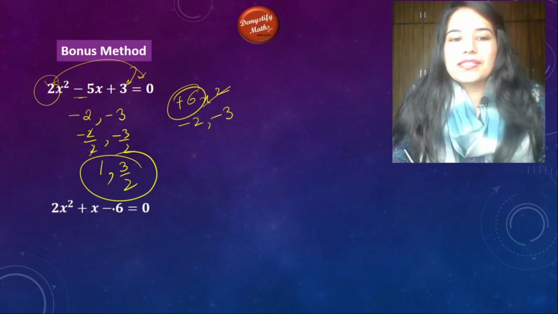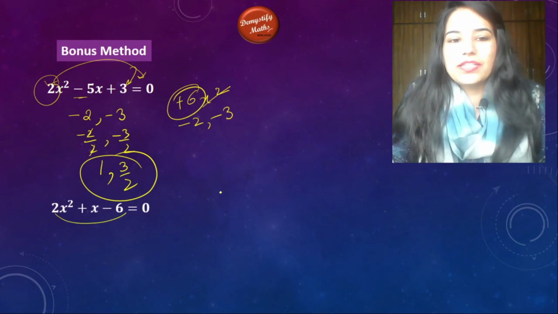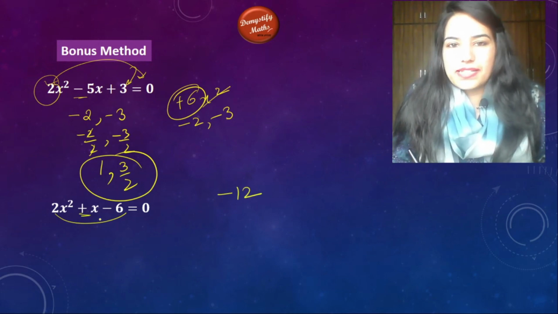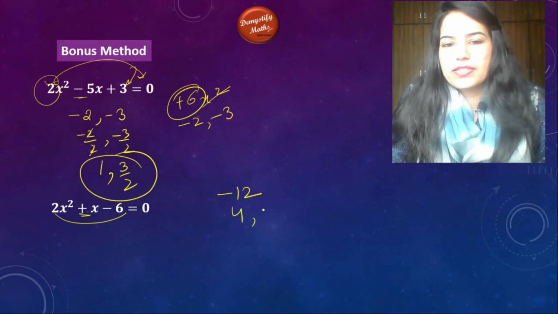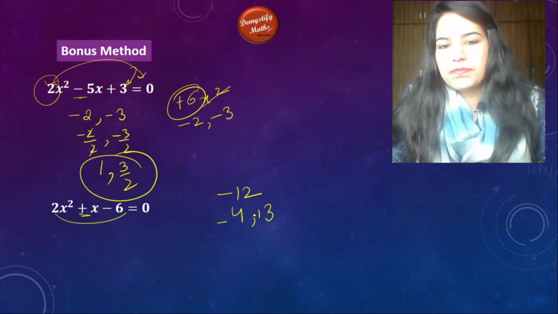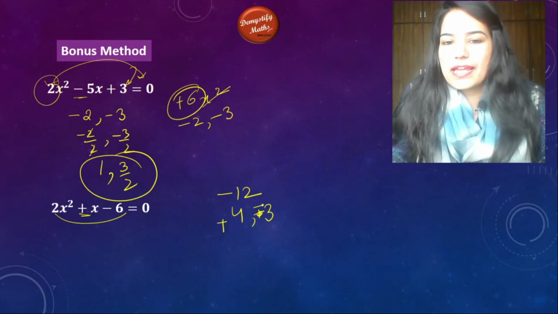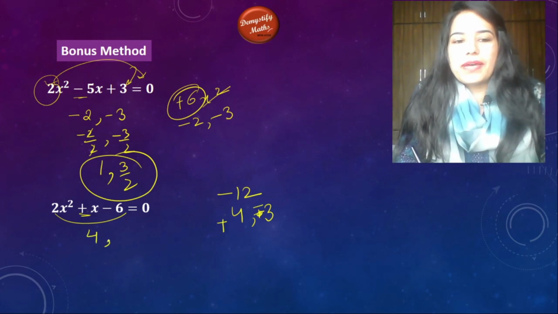2x² + x − 6. So if you multiply these two, you get −12. And you want a plus x, right? So I can take 4 and 3, −4 and +3. No. I want a plus x here, so +4 and −3. So 4 and −3.